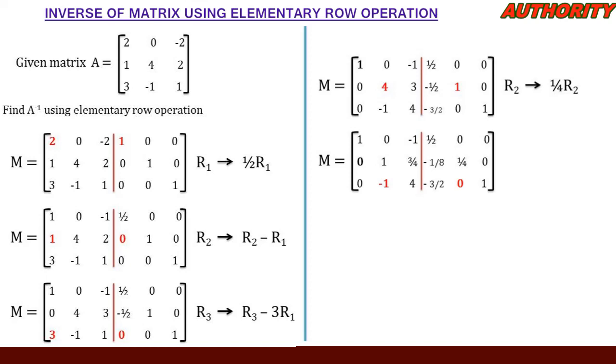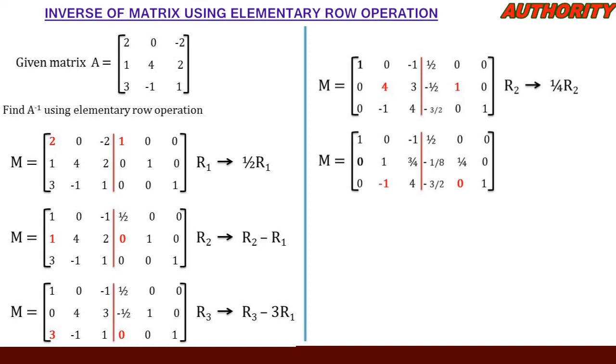We have also performed this operation in row 2, where we say, let's replace row 2 with 1 all over 4 row 2. That is, you multiply row 2 by 1 all over 4 and then replace it with the row 2 that we are having. Now look at it carefully. Look at what we are having now. We have 0, 1, 3 all over 4, minus 1 all over 8, 1 all over 4, and 0.